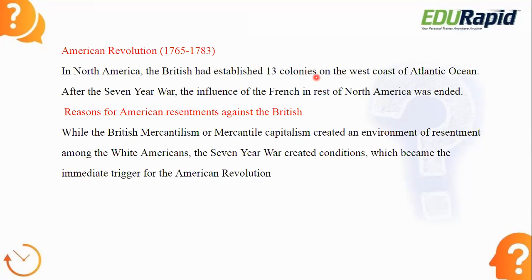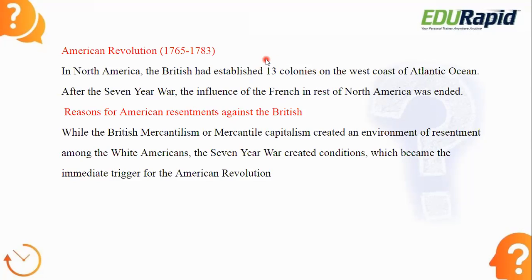Okay, so that's the point I'm explaining once again. The British had established the 13 colonies on the west coast of the Atlantic Ocean in Northern America, and French influence was very much negligible. So I'm telling you what the condition was before the American Revolution. America was a colony of Britain, so you need to remember that. And how many colonies were there? 13 colonies. The British had established 13 colonies in America. Keep that point in mind.